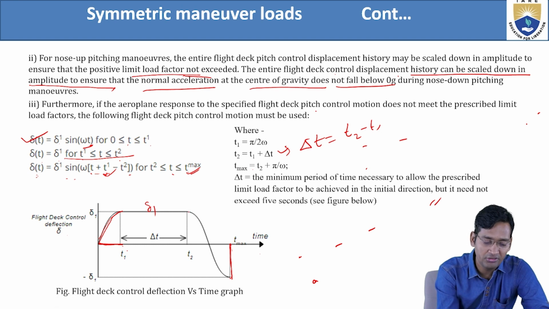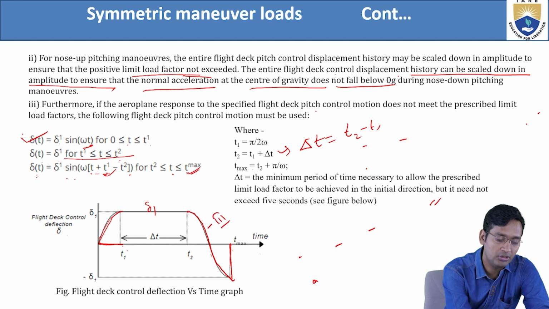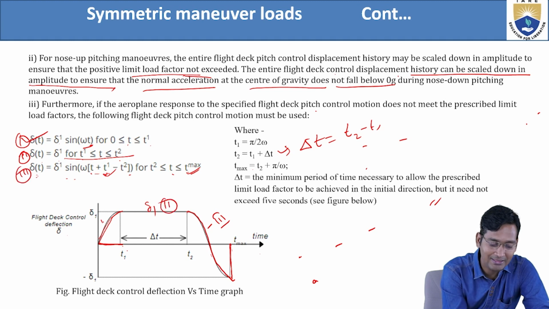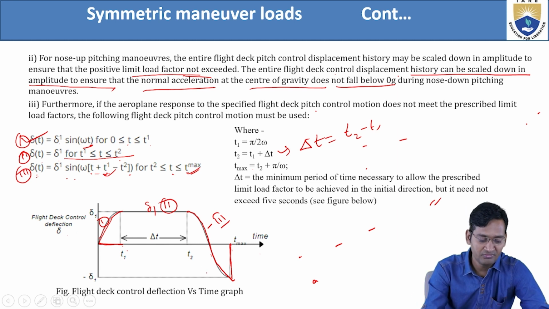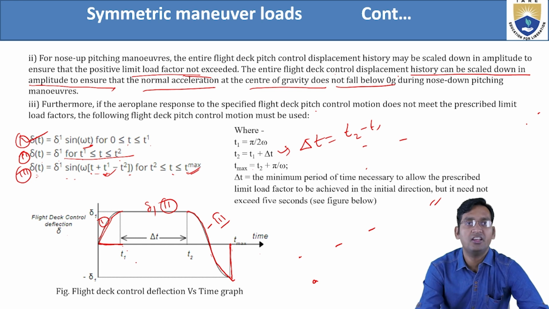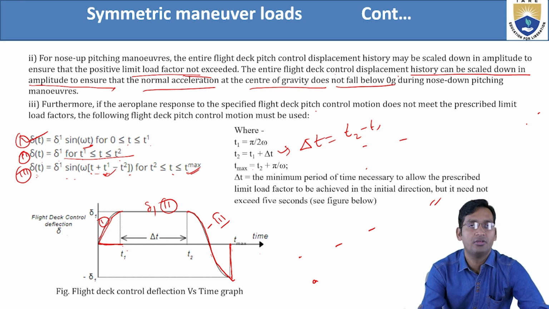So after drawing this, what we are getting is the curve for the third. Here this is first, second, third. This part is for second and this part is for first, the curve. After putting the value, this curve is drawn. Okay, so this figure is what? Flight deck control deflection versus time graph.